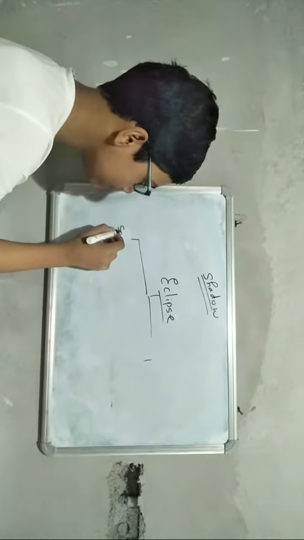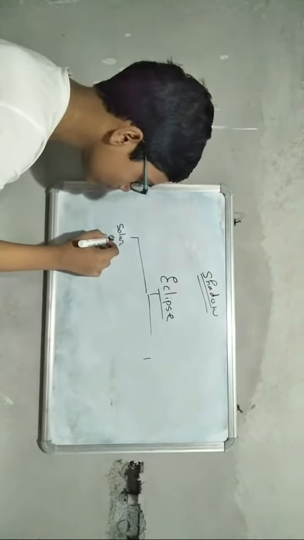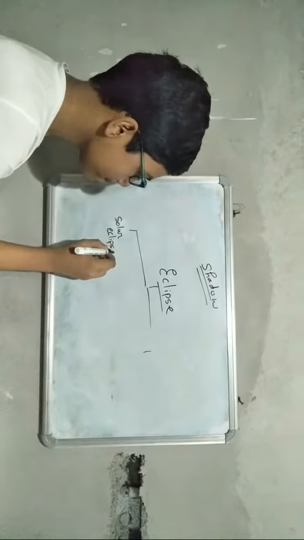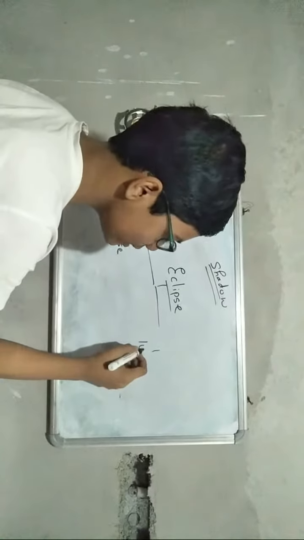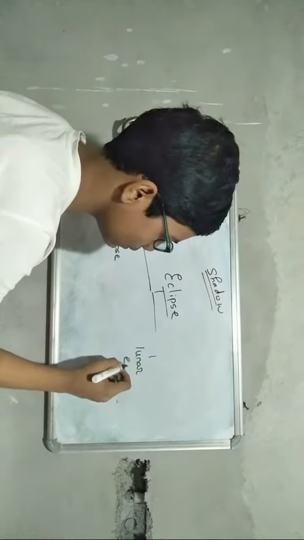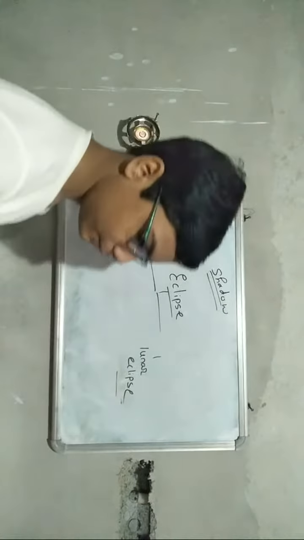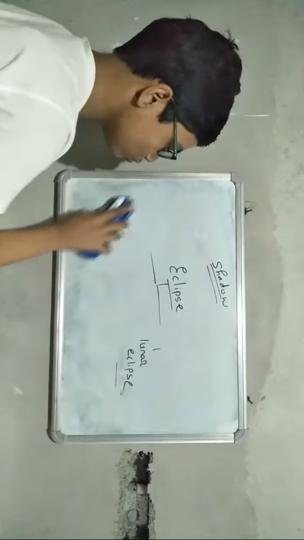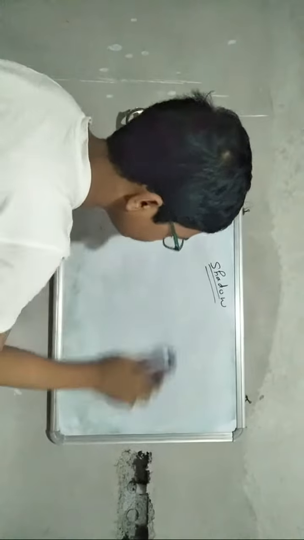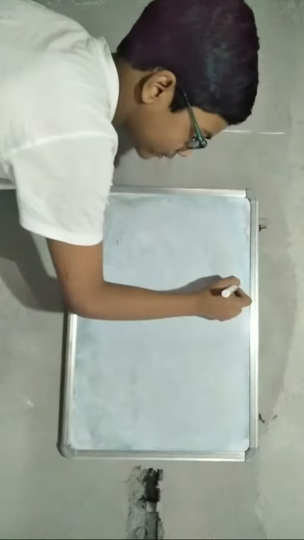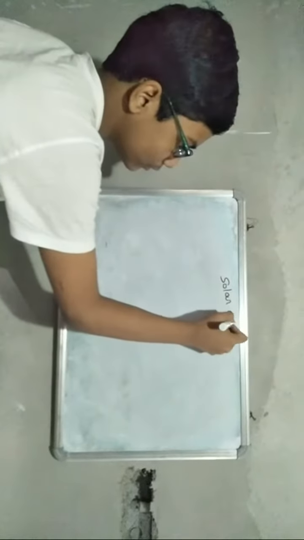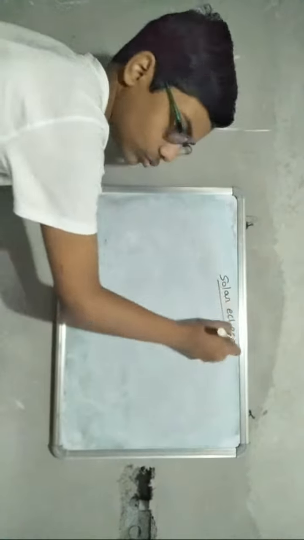One is the solar eclipse. The next one is the lunar eclipse. Lunar eclipse and solar eclipse. So first, going to the solar eclipse. Now, what is a solar eclipse?